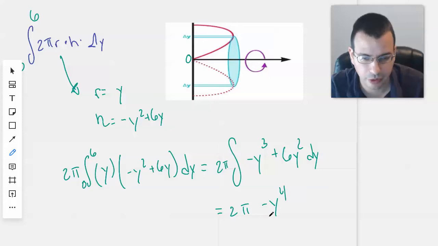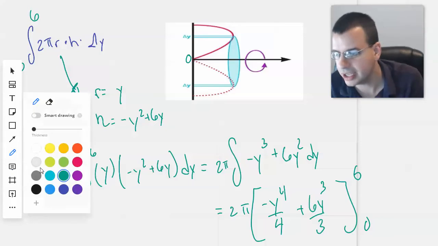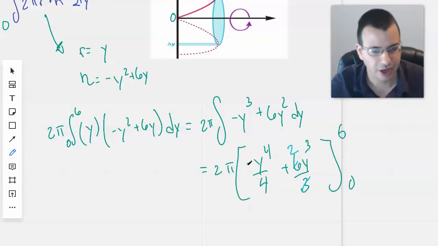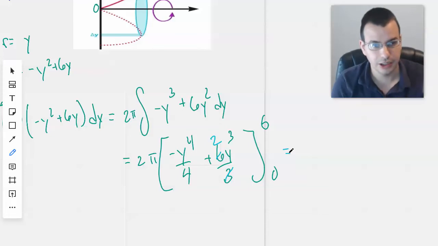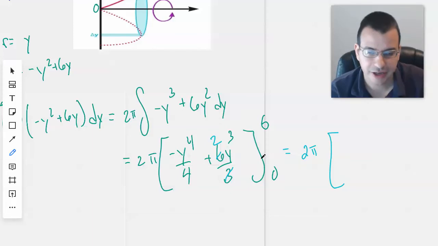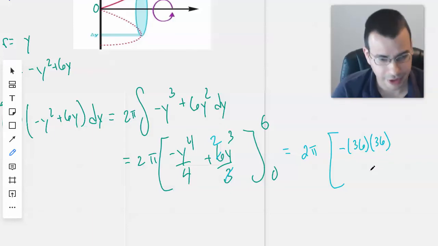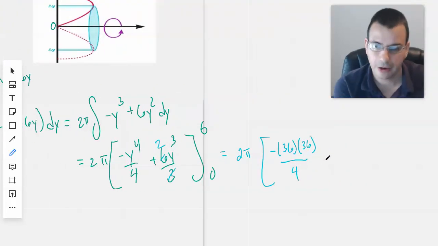Which is negative y to the fourth over 4, plus 6y cubed over 3, 0 to 6, which makes this 2, but then I'll leave the 2 pi on the outside, okay? So both of these have y in it, so when we plug in 0, we will get 0. And we will then have 2 pi negative 6 to the fourth. So this will be negative 36 times 36, because I don't know what 6 to the fourth is, but I can probably do each of them half together. So each of those is 6 squared.